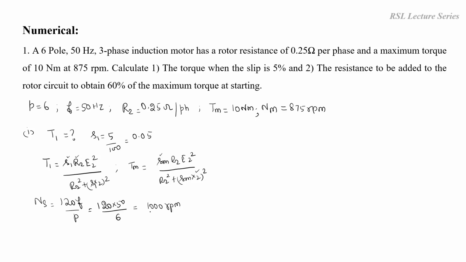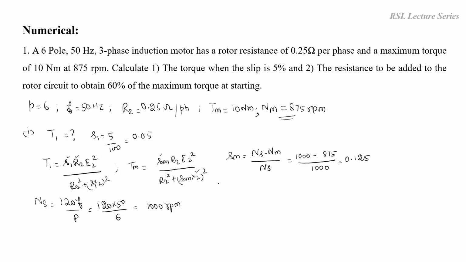Okay. So now we are given the speed corresponding to the maximum torque, 875. From this speed, we can find the slip corresponding to maximum torque as (Ns minus Nm) divided by Ns. So Ns is 1000, Nm is 875. Divided by 1000, we'll get 0.125 as the slip corresponding to maximum torque.